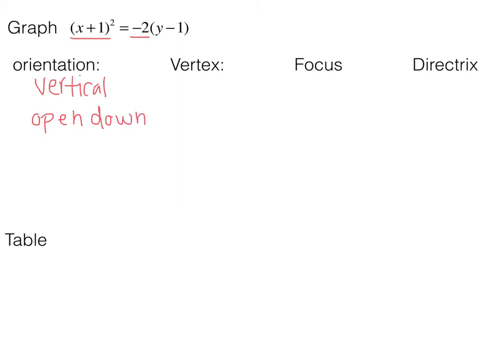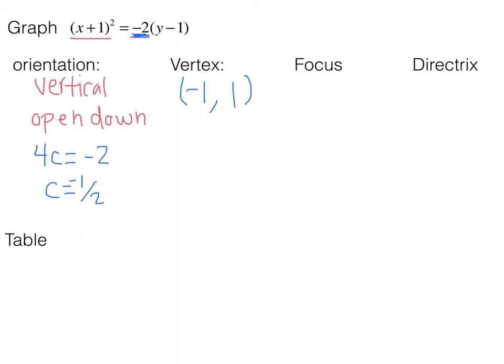Next, we need to determine our c value. 4 times c is going to equal whatever value is in front of the y minus 1. So 4c is going to equal negative 2. Solve for c. c equals negative 1/2. Now we have enough information from our equation to determine the vertex, the focus, and the directrix. The vertex is going to be negative 1, comma, positive 1.